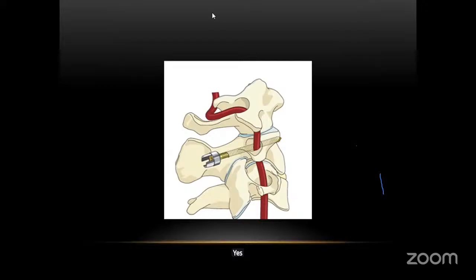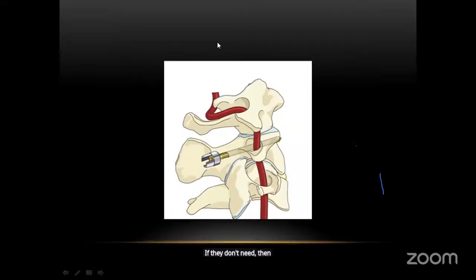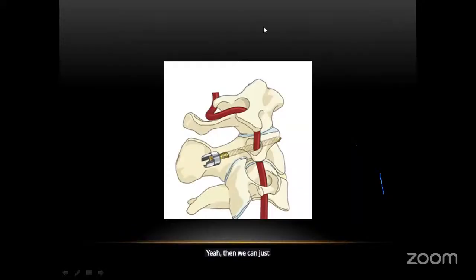Put it on the poll if they need it, and then we will go through all the steps from skin to skin and cover it. If they don't need it, then we will cover the OC fusion and odontoid compression screws. Then we can just move to the OC fusion.